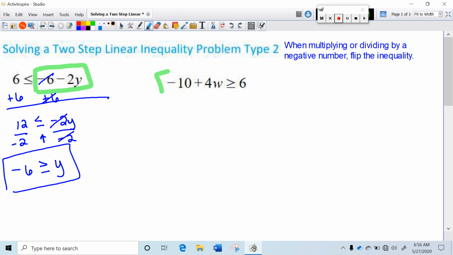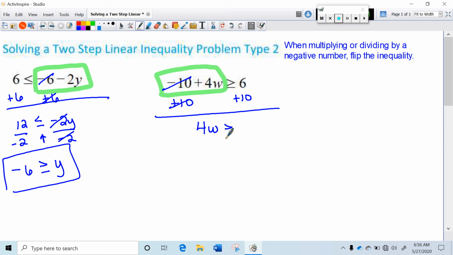Okay, so on this next one, I need to get rid of a -10 first. The opposite of -10 is +10. So I'm going to add 10 to both sides. Opposites cancel. Bring down the 4w. Bring down the greater than or equal. 6 plus 10 is 16.